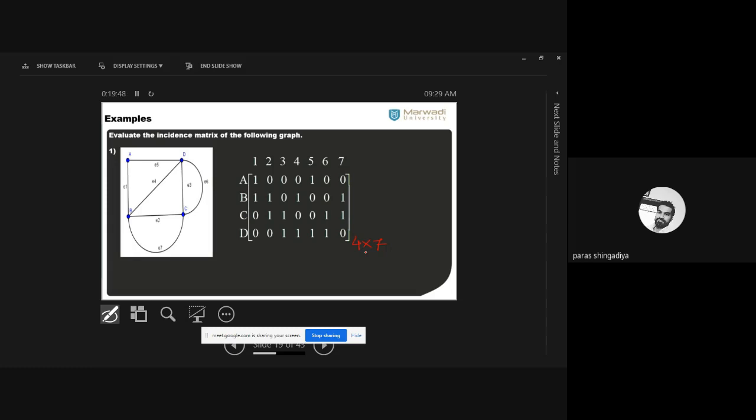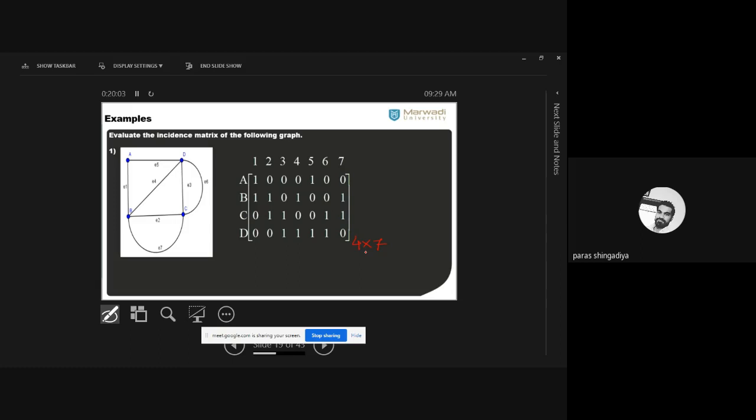So here there are two 1s, so the degree of A is 2. And the rest of the vertices have degree 4. You can see that the second row, third row, and fourth row involve four 1s.